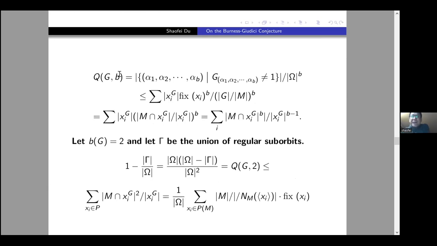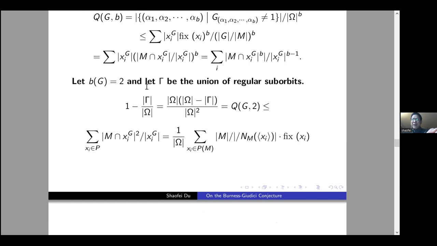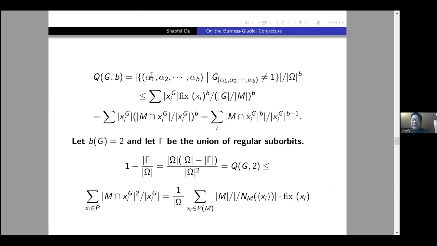Okay, we compute this Q(b,G). Here you can take b elements from omega, any b-tuple from omega: alpha one to alpha b. That means the stabilizer is non-trivial, it's all of these. Then it is smaller than this. Use the formula we mentioned before.